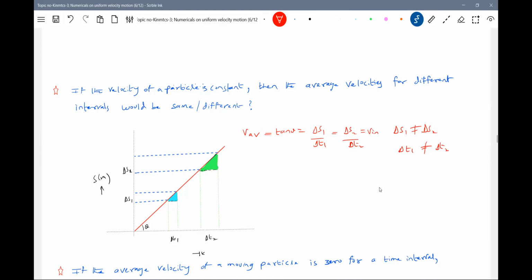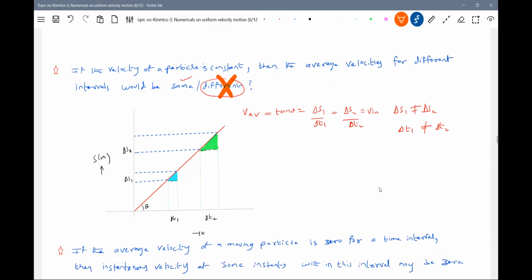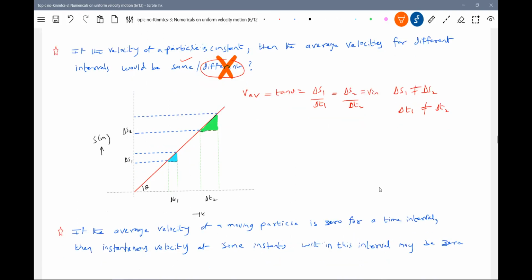In uniform velocity motion, for different intervals of time you take, the corresponding displacements will be different, but the ratio of displacement to time taken will be the same. Will this be the same or different? So what we should say: same. I'll strike it out. All these are not theoretical questions. We should analyze with the help of a graph.